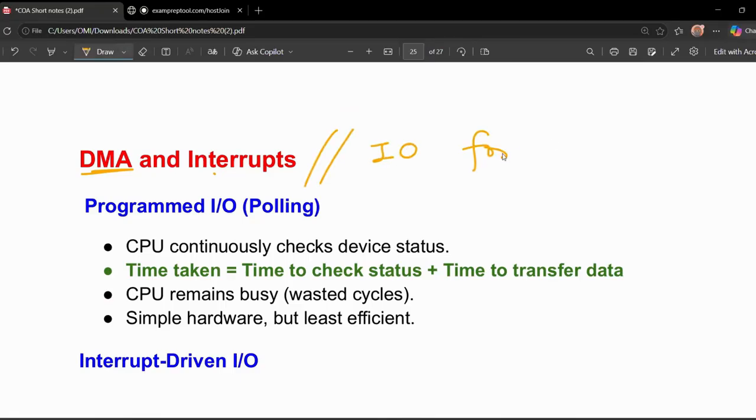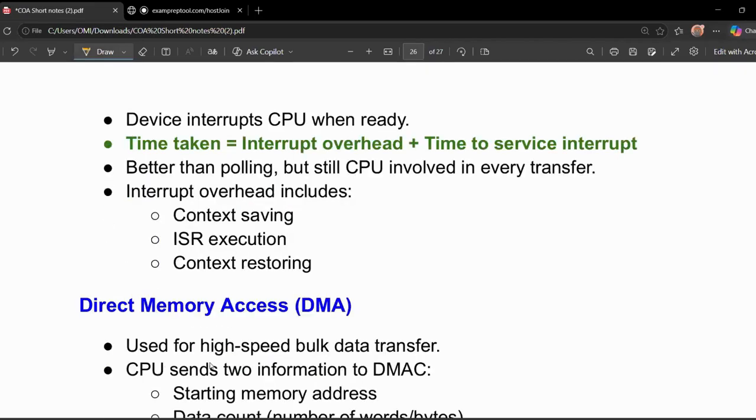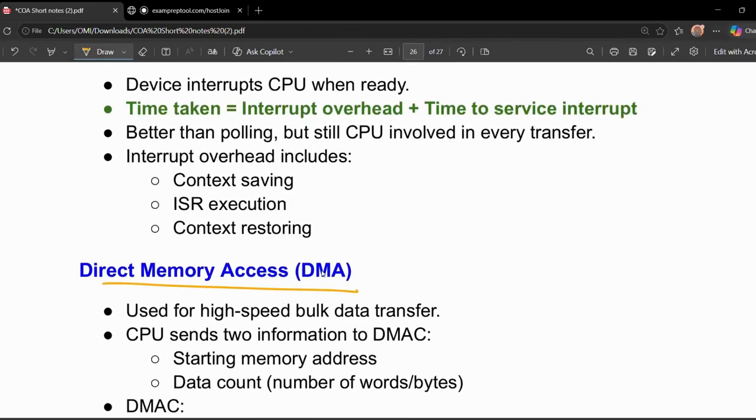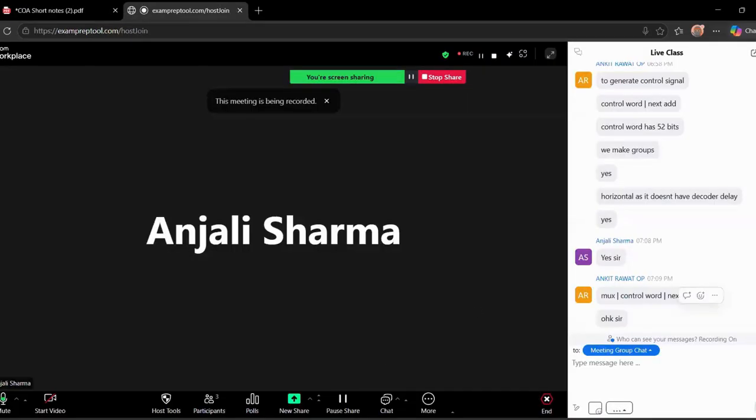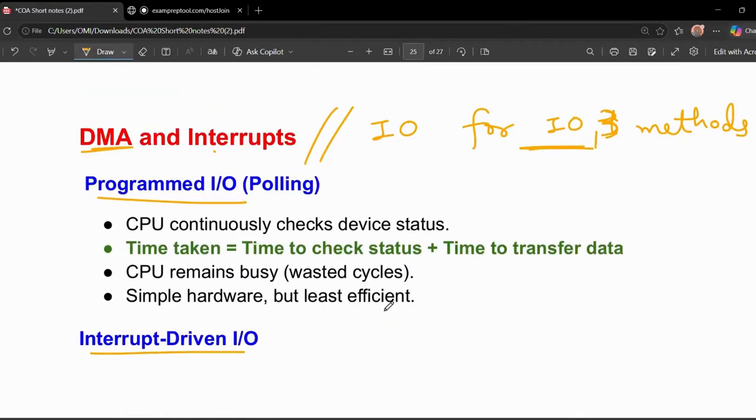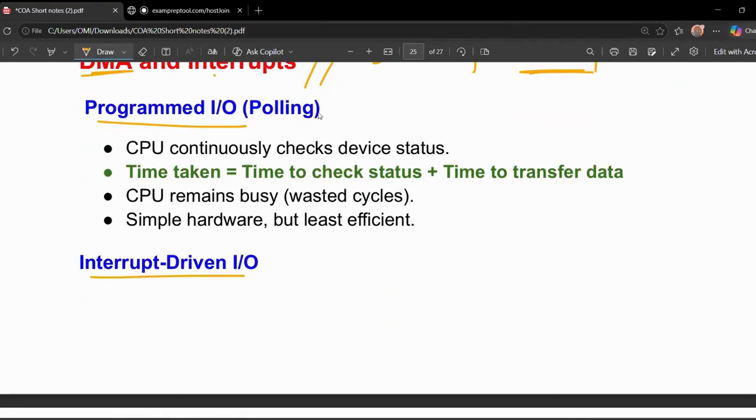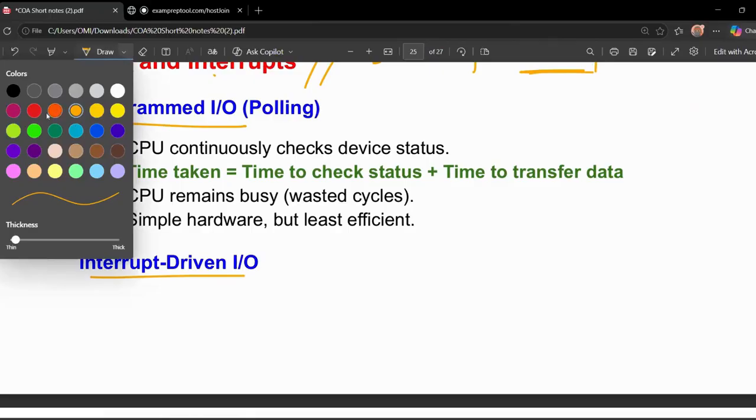For IO, there are three methods. First is programmed IO, next is interrupt driven IO, and the last is DMA, which means direct memory access. Now see the definitions. Once you look at the definitions, everything will be clear.